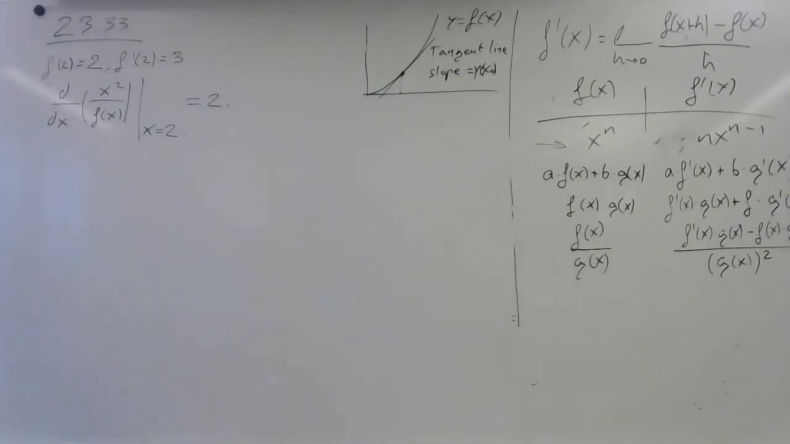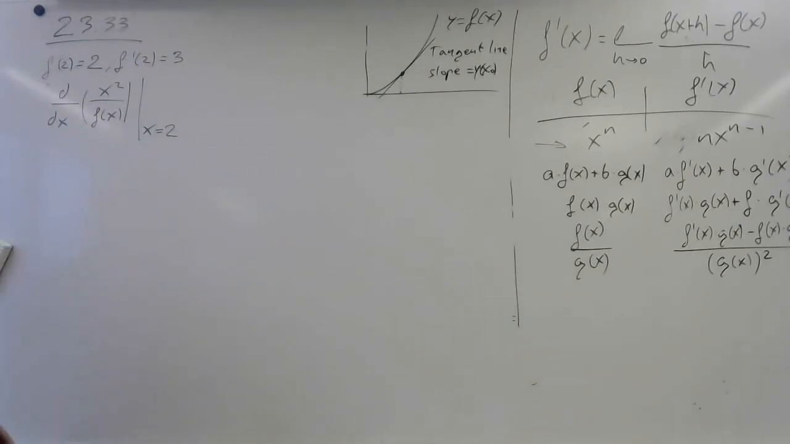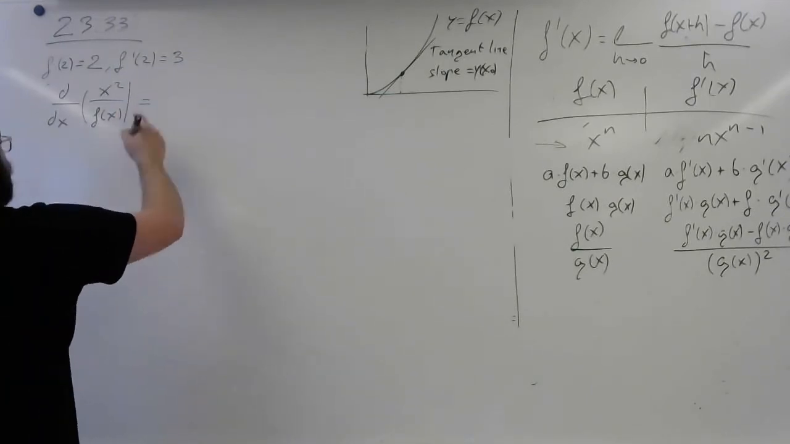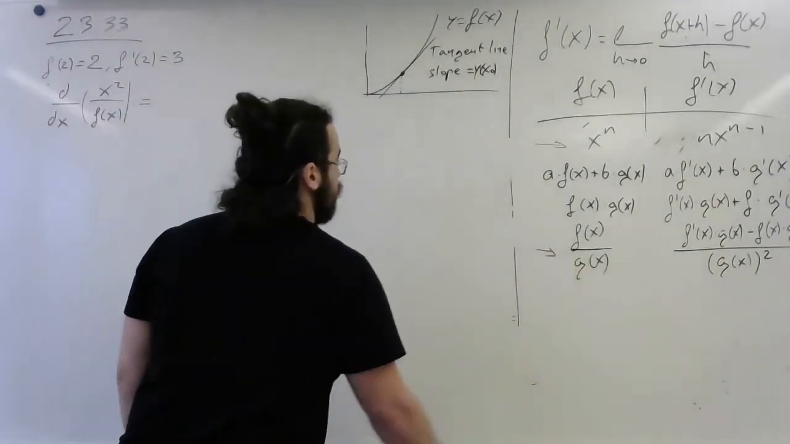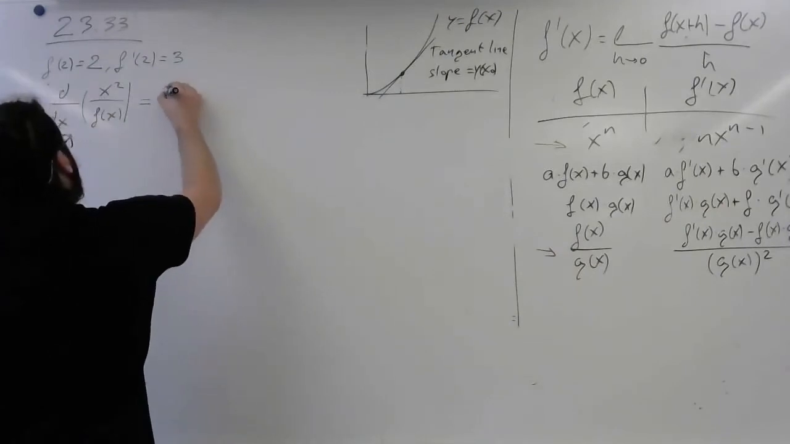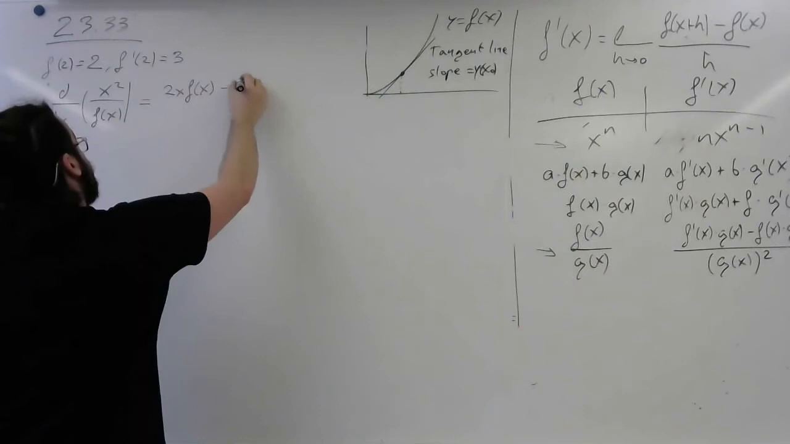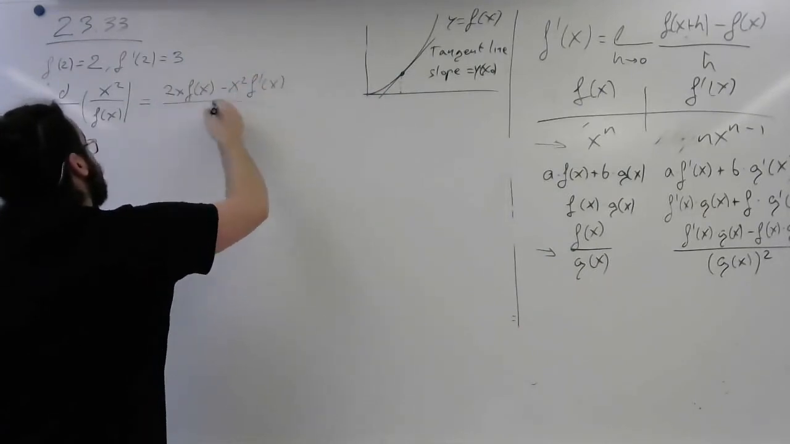Oh, okay. So let's solve it then. The derivative of this function, by using the formula for the quotients of functions, is 2x f of x minus x squared f prime of x, divided by f of x squared.